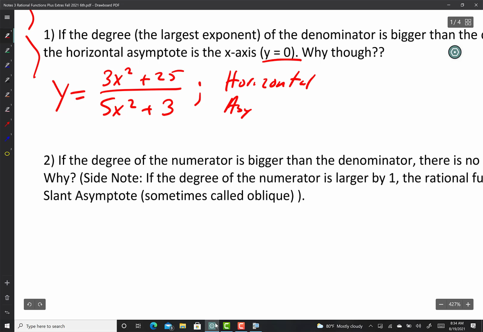Oh, just because it says that up there, Mr. Chavez. It says that if the degree of the bottom is bigger than the degree of the top, that it's going to be 0.